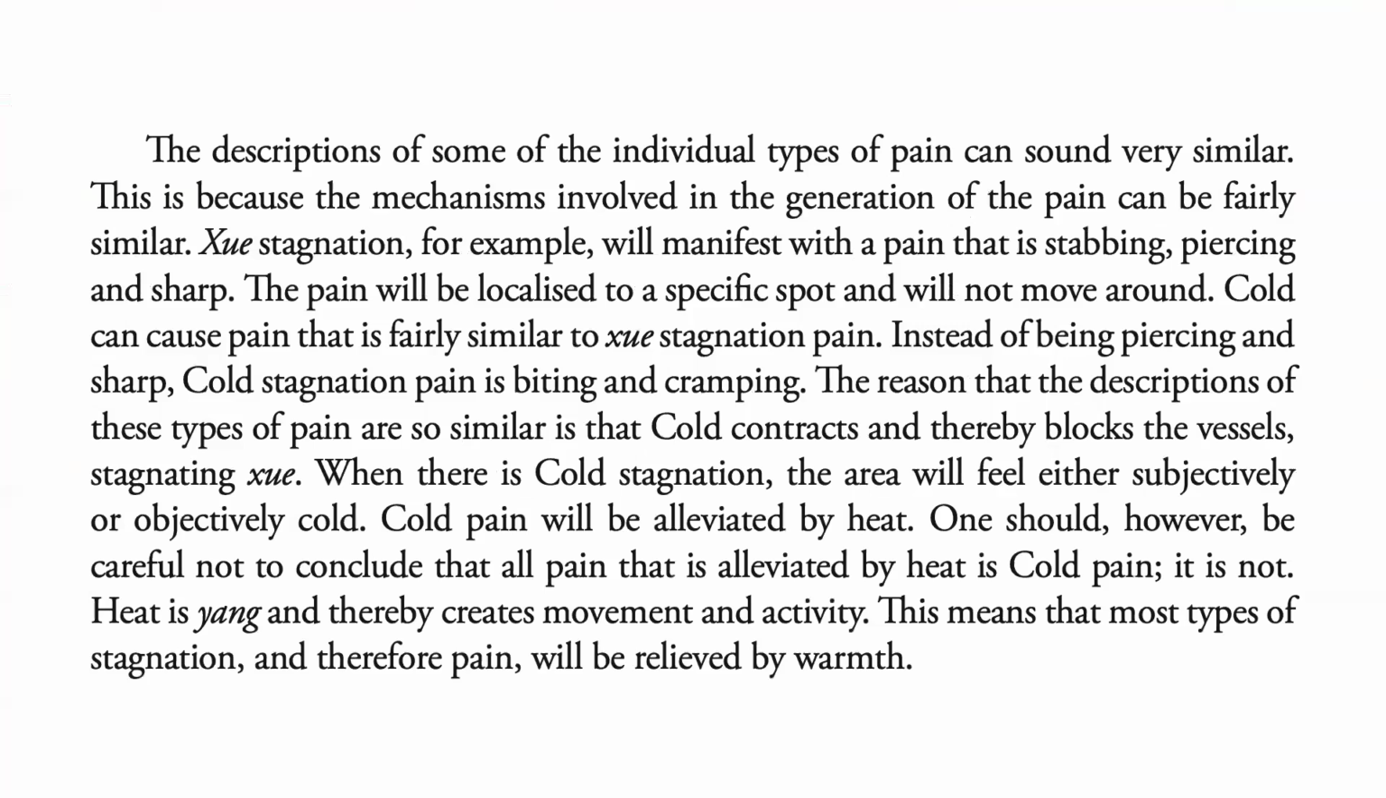The descriptions of some of the individual types of pain can sound very similar. This is because the mechanisms involved in the generation of the pain can be fairly similar. Blood stagnation, for example, will manifest with a pain that is stabbing, piercing, and sharp. The pain will be localized to a specific spot and will not move around.